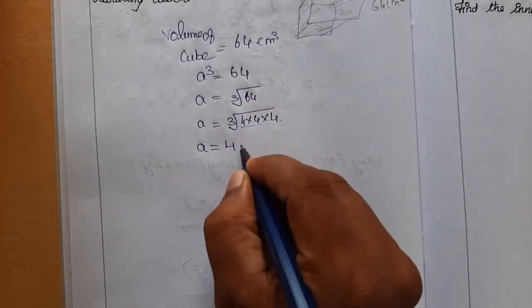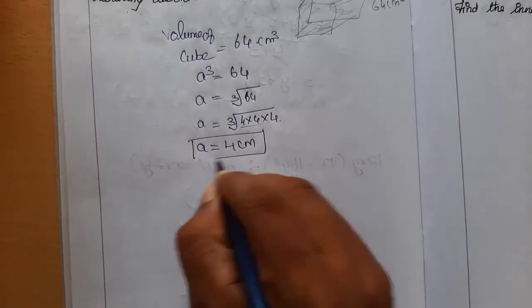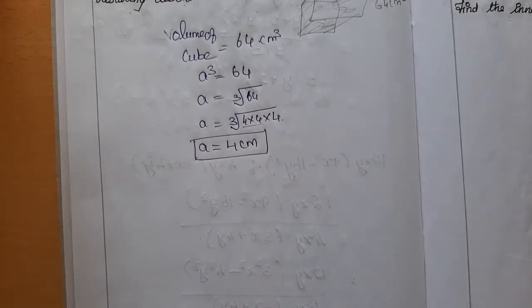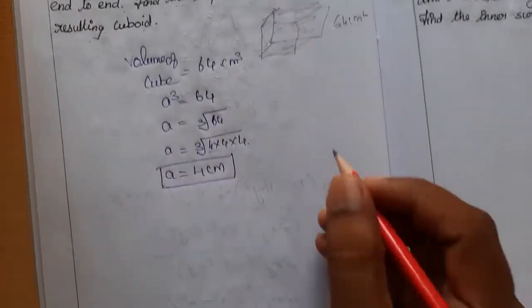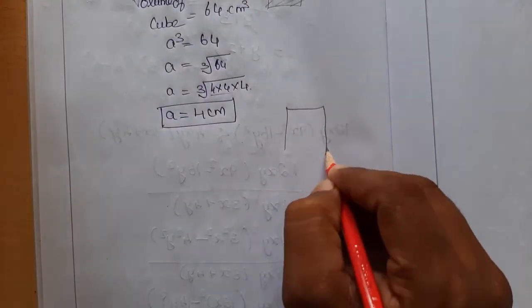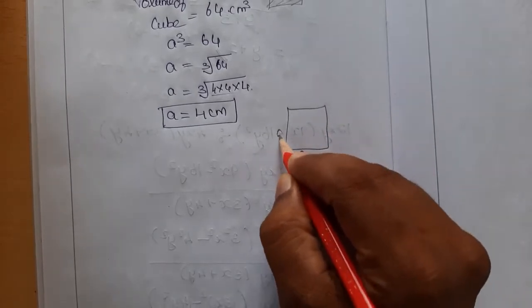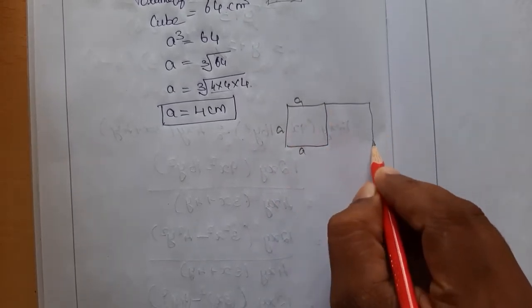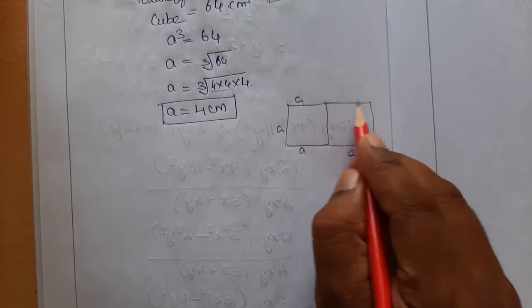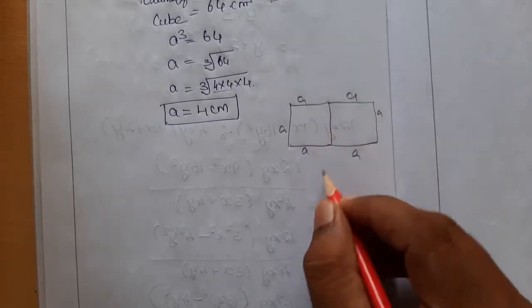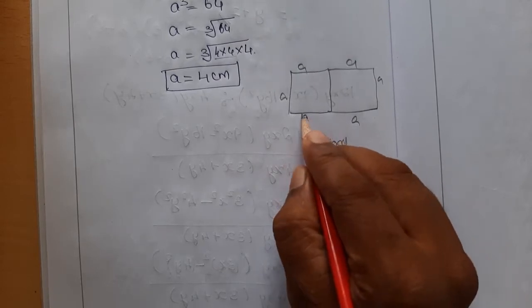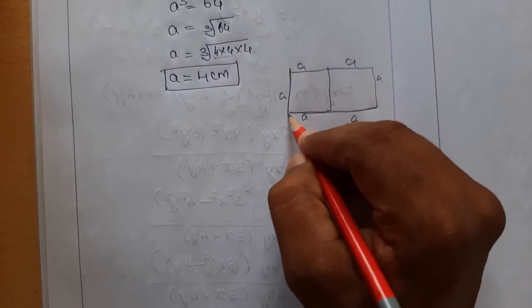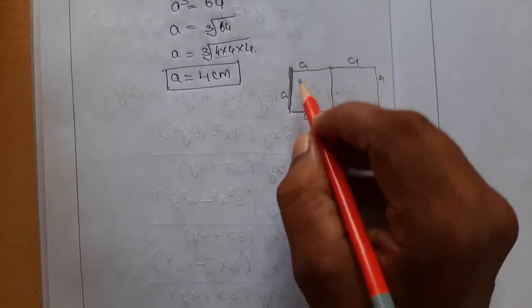So from this we have found the side of the cube. But they said they are joined end to end. So it's like two cubes joined end to end. This cube has side a and this cube has side a. So it is joined now. So now what shape is it? It will be like a cuboid, right? Because the length is increased twice, but the height is the same, right?